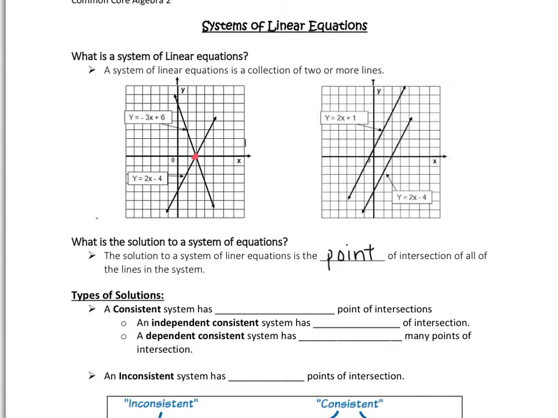So let's write underneath, solution is equal to (2, 0). Remember, we're writing it as a point. It's a solution. It's a point of intersection.